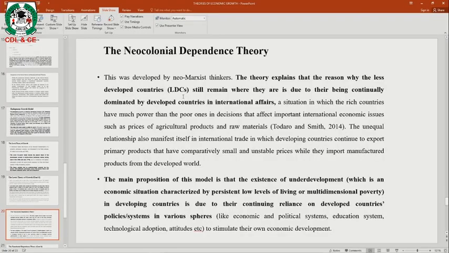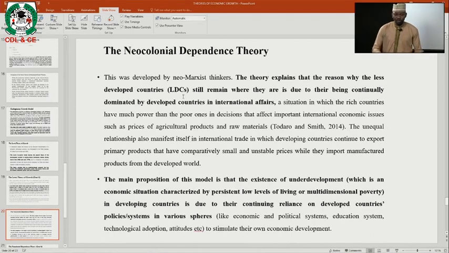So the main proposition of this model is that the existence of underdevelopment, which is an economic situation characterized by persistent low levels of living or multidimensional poverty in developing countries, is due to their continuing reliance on developed countries' policies or systems in various spheres, like economic, political system, education system, technological adoption, and attitude, etc., to stimulate their own economic development. That over-reliance on developed countries to stimulate the domestic economy of LDCs is a major bane to their economic development.